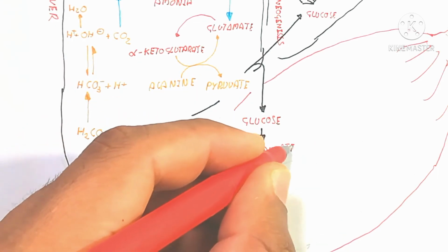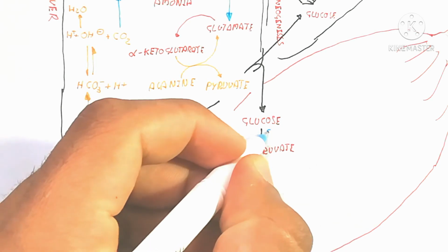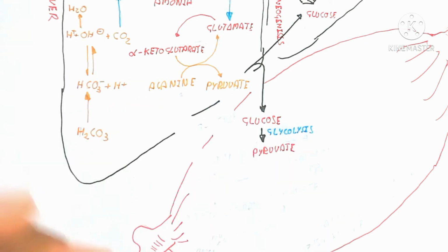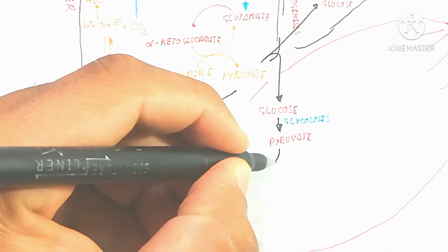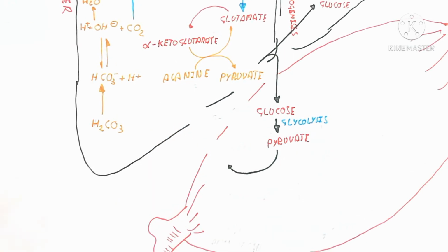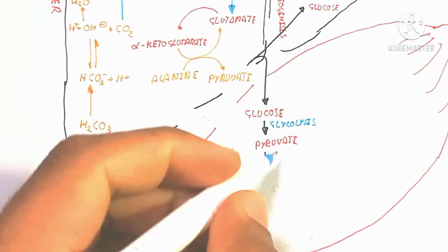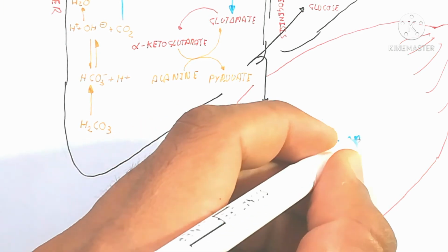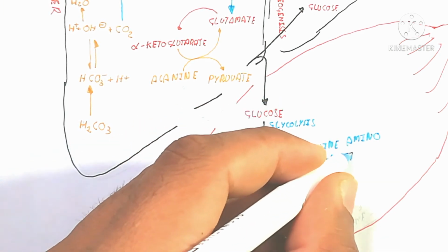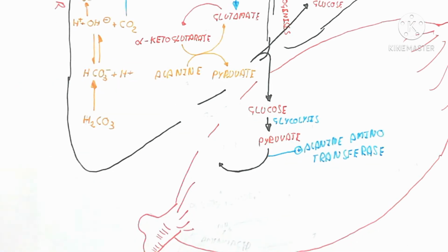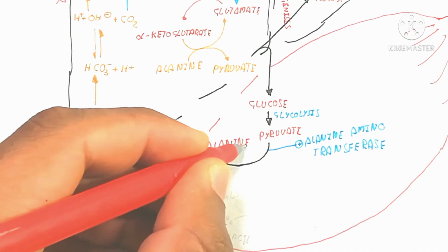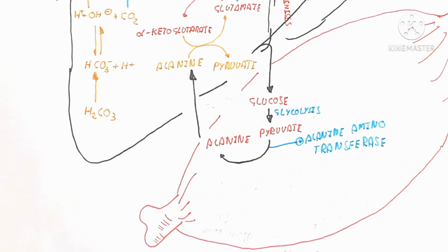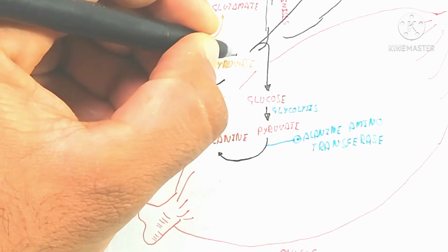This is the muscle, which converts glucose again into pyruvate by glycolysis, and this pyruvate is converted again into alanine, the same as in the liver. Here the alanine is bound by glutarate to convert to alpha ketoglutarate, the same as in the liver. The alanine aminotransferase enzyme is used to produce alanine from pyruvate in the presence of glutarate.